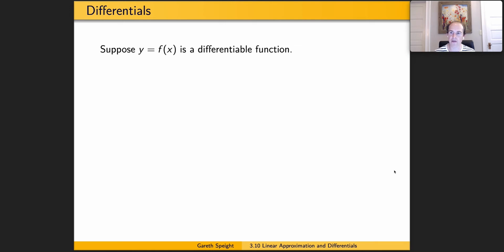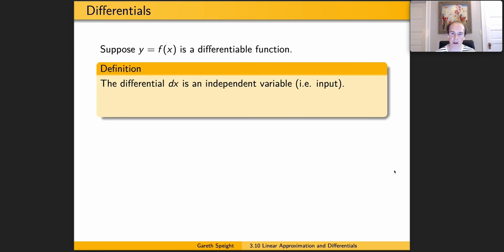Okay, so the final thing to wrap it up is differentials. We're going to cover this lightly. It's not really a topic that we tend to test very heavily, but it is in the course, so let's talk about it. Suppose we have a differentiable function y equals f of x, then we define two differentials. The first differential dx is an independent variable, so it's just an input that we're going to use to do something else in a second. That's all it is.